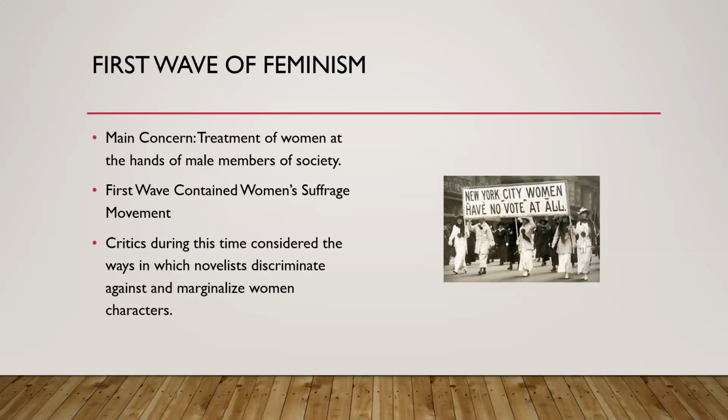Okay, and for this week we have the first phase of feminism, and the main concern for the first wave was the treatment of women at the hands of male members of society. And of course, the big one, the first wave contained the women's suffrage movement. And that's why I have that picture there. Critics during the time considered the ways in which novelists discriminate against and marginalize women characters. And of course, we can see this in the short story form as well. And that's pretty much it.